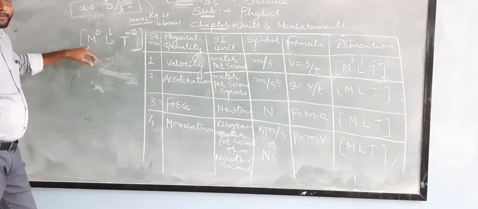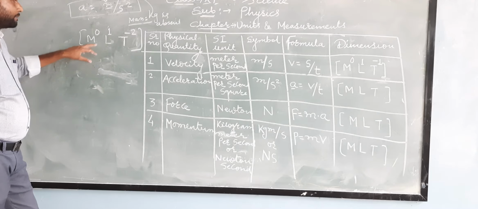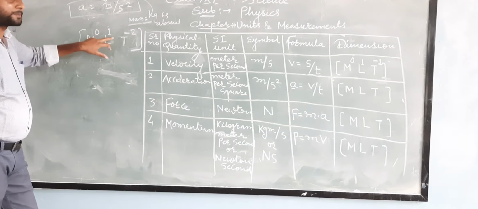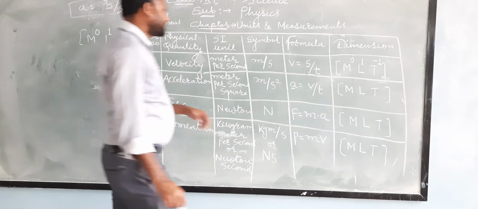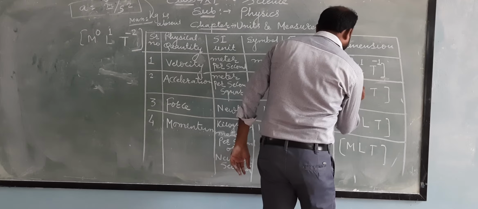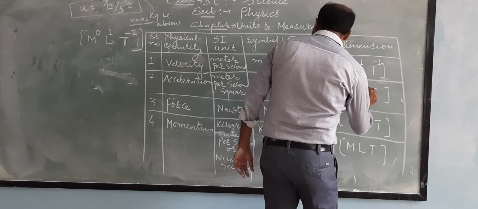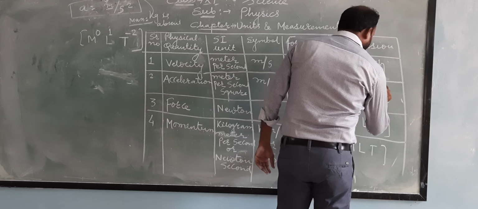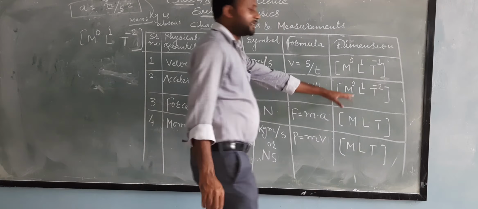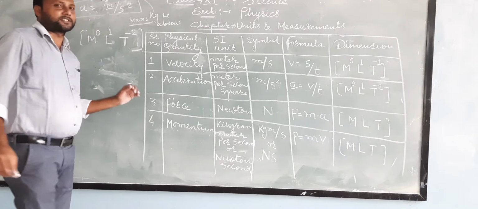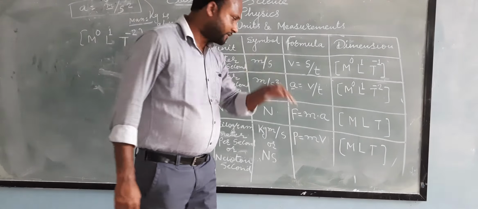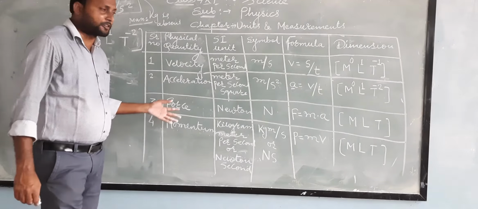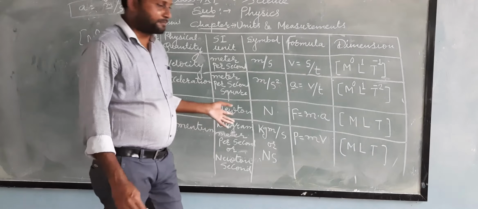So this is the dimension of acceleration: m to the power 0, l to the power 1, t to the power minus 2. This is the dimension of acceleration. Don't be nervous, we have very many fundamental physical quantities or derived quantities whose dimensions we will find.